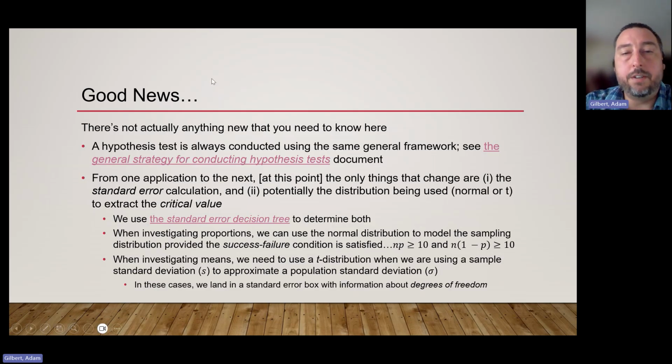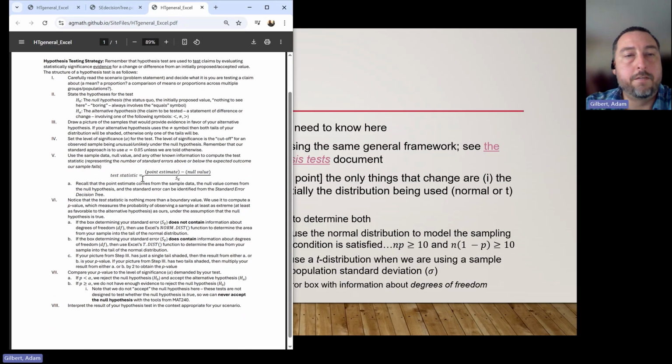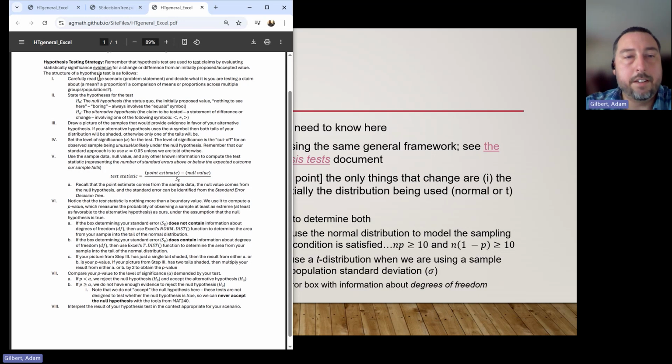Again, there's a little bit of good news for us here. We don't need to learn anything new here. So we have the general strategy for conducting hypothesis tests. There's a document there that gives you a step-by-step for how to run through the procedure for conducting a hypothesis test. It is kind of a lengthy procedure, but there's good news for us as usual, and it's that regardless of what type of hypothesis test we're trying to run, the procedure is the same. It follows the same general framework.